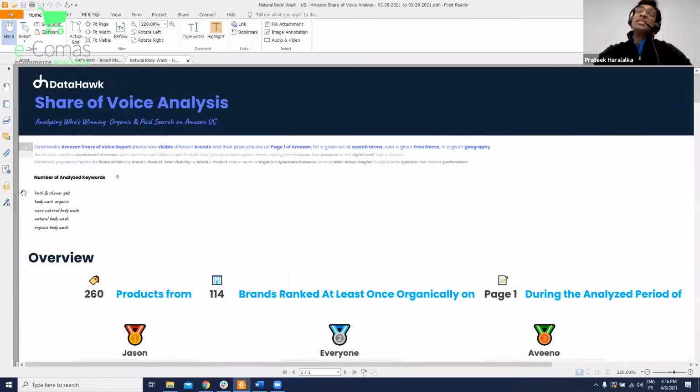So imagine these 5 keywords are the most relevant keywords for your products. Here I'm looking at organic, natural body wash related keywords, right? You want to see how your brand is performing for these search terms. We ran this report and noticed 260 unique products showed up in search results for these search terms, from 114 distinct brands.